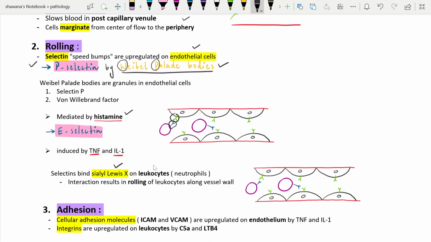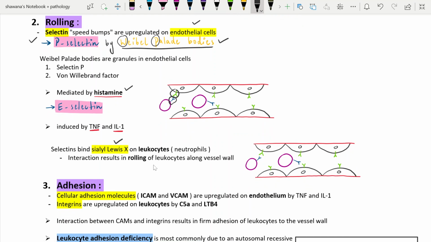The second type of selectin is the e-selectin. E-selectin is also produced and upregulated on the endothelial cells, and it is induced by tumor necrosis factor and interleukin 1. We discussed in the previous video that TNF, which is tumor necrosis factor, and interleukin 1 have a very important role in acute inflammation.